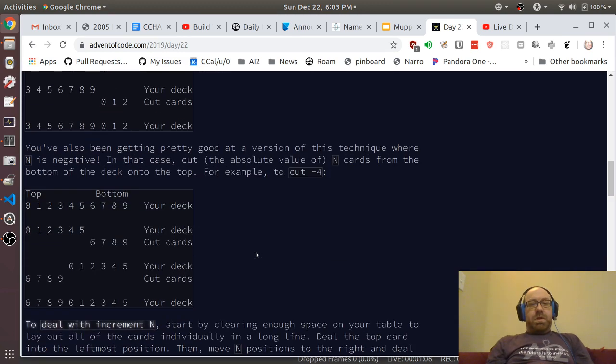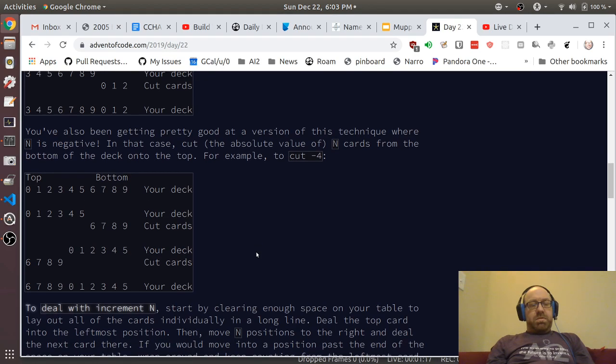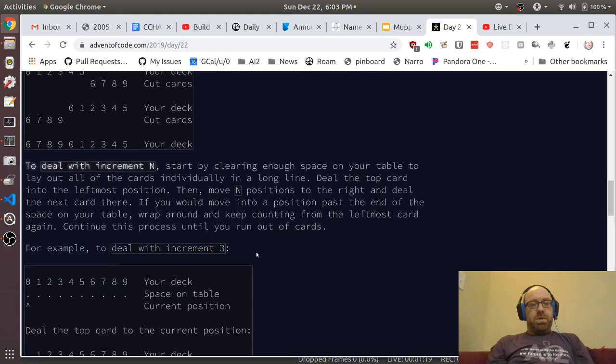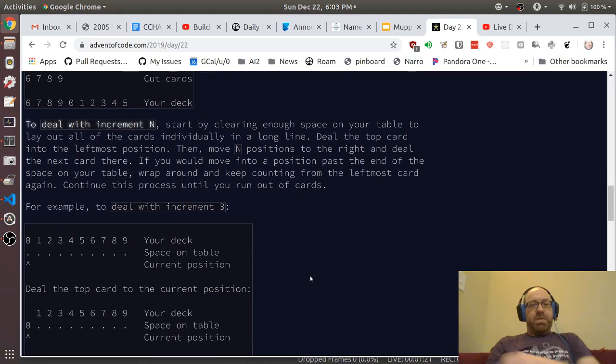There's a version where N is negative. In this case, cut the absolute value of N cards from the bottom of the deck. For example, to cut -4. That's fine.